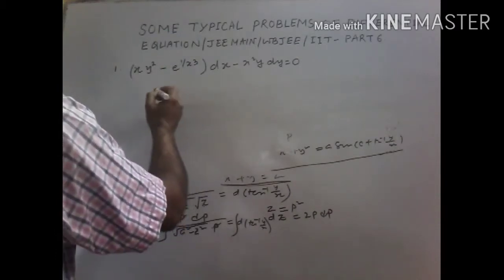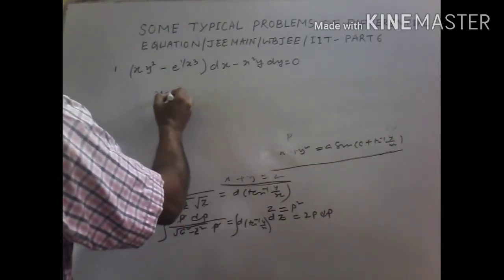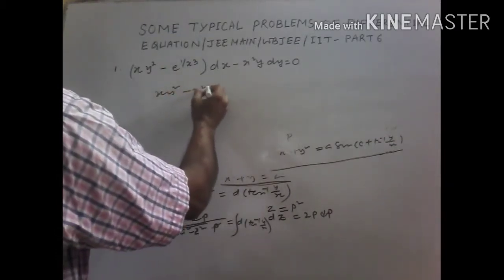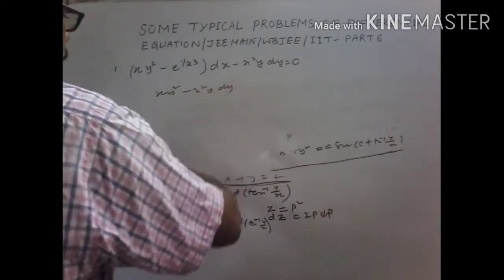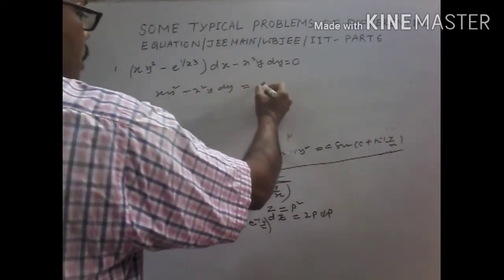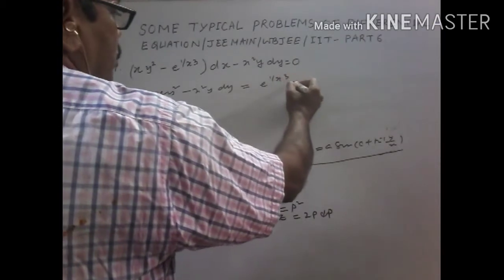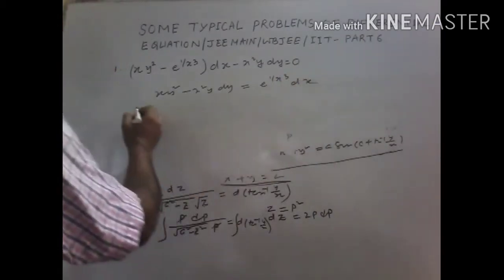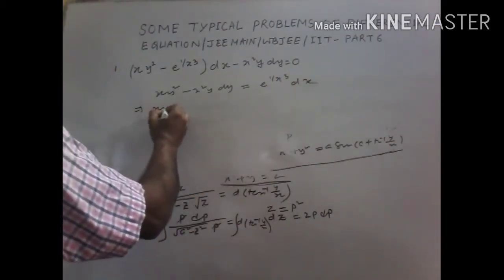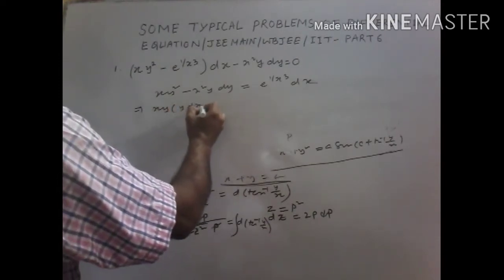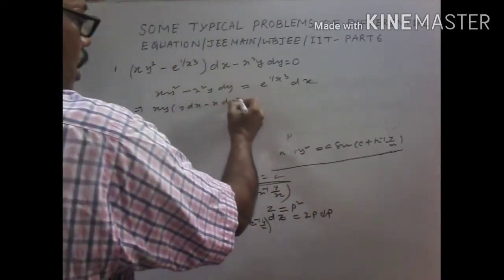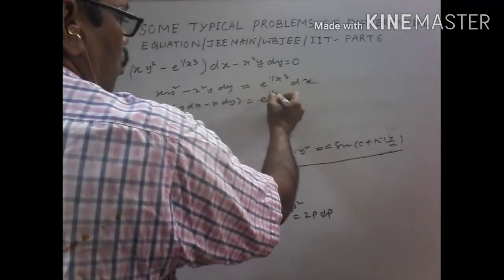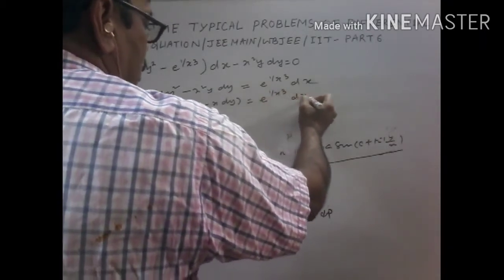So look, xy² minus x²y dy equals what? e to the power 1 by x dx. So xy is common: y dx minus x dy equals e to the power 1 by x³ dx.